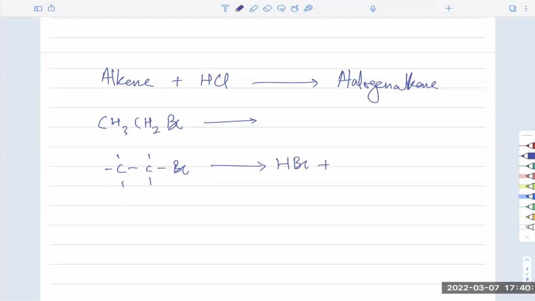Okay, and yeah. What's this process called? We just eliminated. So this process is called elimination. Now here's the thing, you've seen elimination in O levels, but we called it something else.